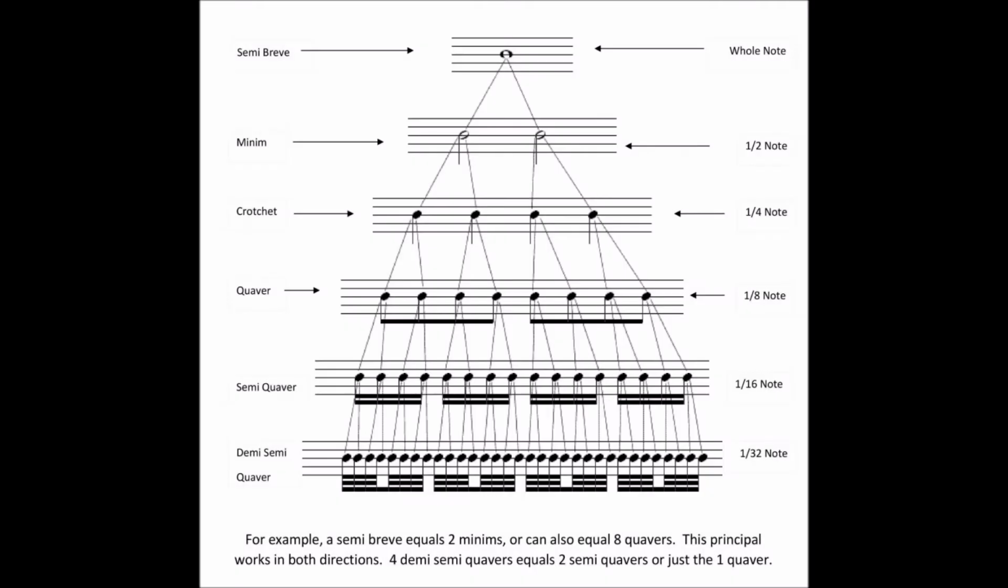Here we have what's known as the duration table, or also known as the table of relative note values. It displays all of the notes from the semibreve at the very top to the demi-semiquaver at the very bottom. It is important that you have a very good understanding of this if you are to write music accurately. It's also good to think of the notes as fractions in relation to the semibreve, or the whole note.